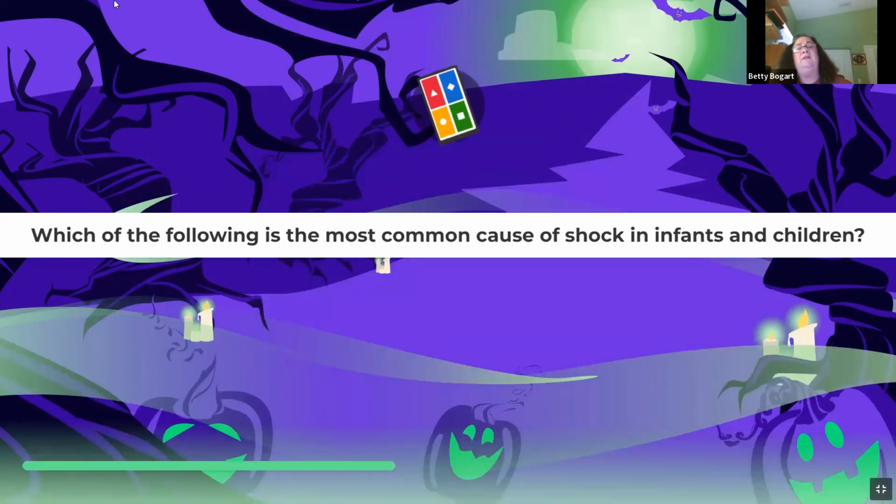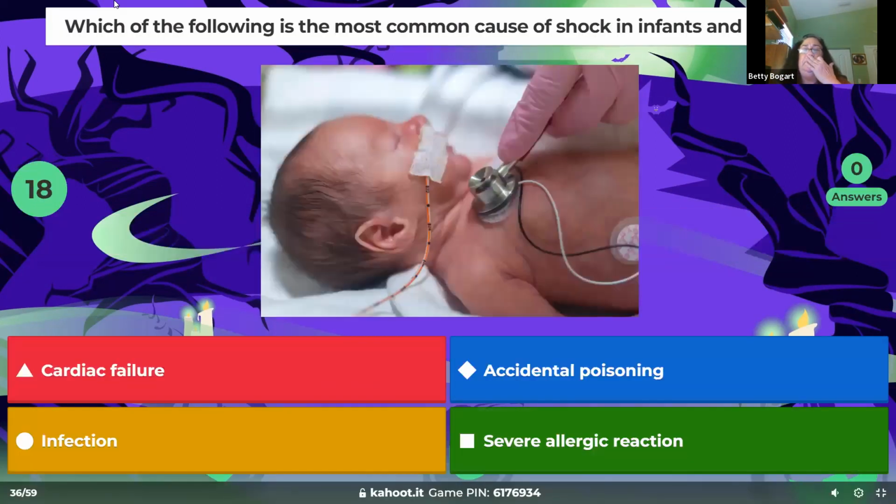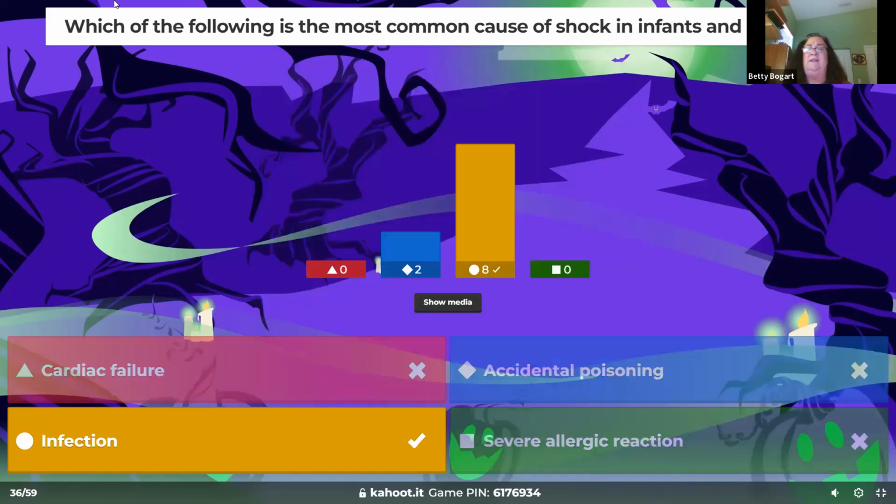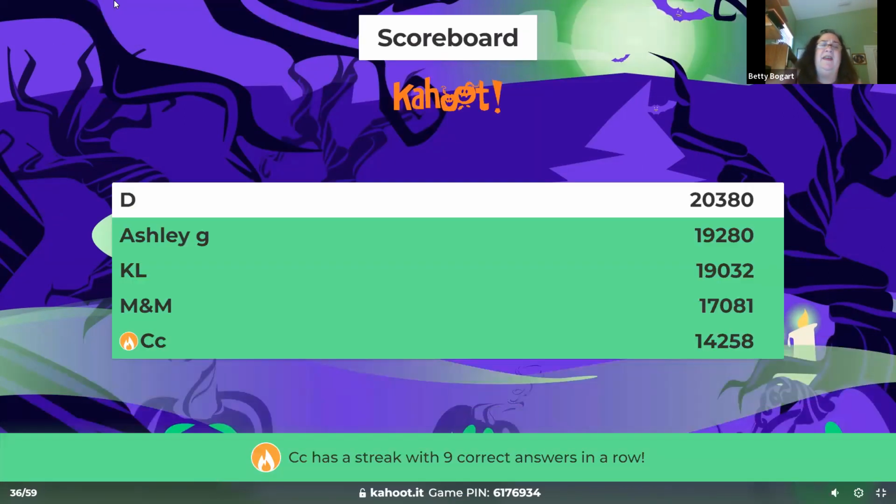Which of the following is the most common cause of shock in infants and children? And the most common cause of shock in infants and children is infection, sepsis. They have no immune system. They can't handle it.